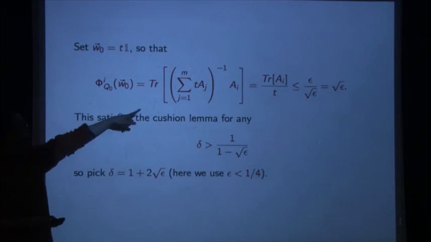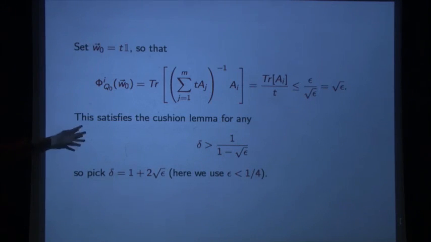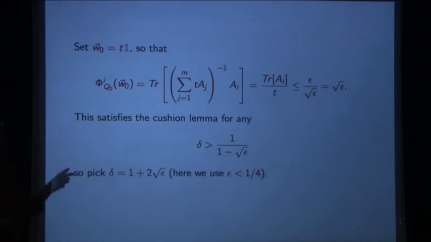And when you do the calculation, you get that phi I of Q0 is square root of epsilon. So that's the cushion we have in each direction. And this satisfies our cushion lemma. Remember, there's like this 1 minus 1 over delta. So you solve for delta. And for any delta greater than 1 over 1 minus square root of epsilon, this cushion lemma works. So I'm going to pick delta equals 1 plus 2 square root of epsilon. And that's where the epsilon less than 1/4 comes in.